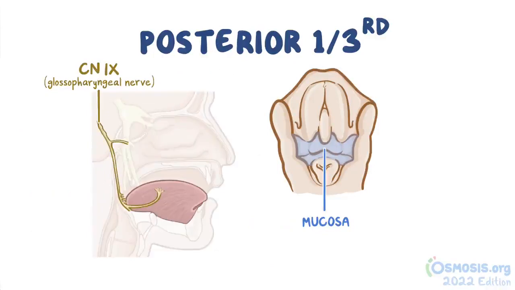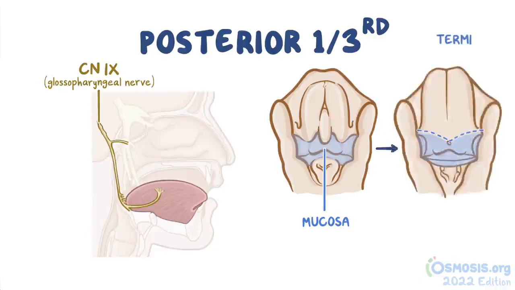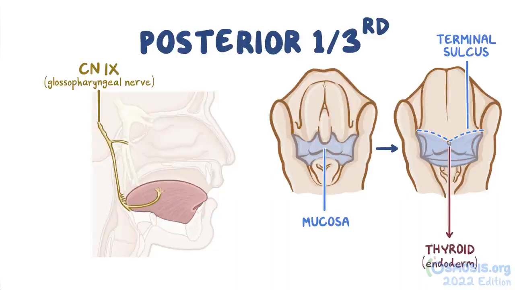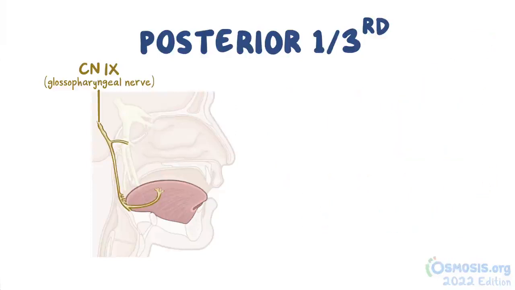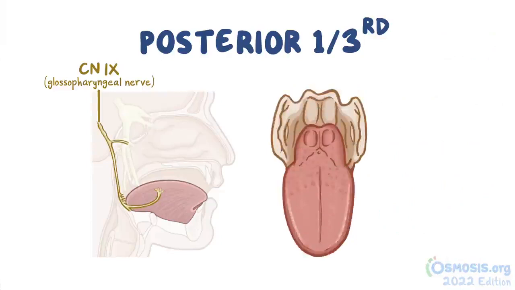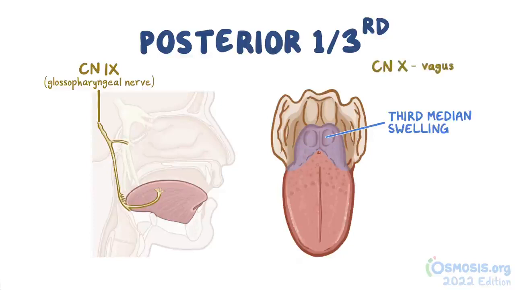The region between anterior 2/3 and posterior 1/3 contains a V-shaped depression called the terminal sulcus. At the tip of the terminal sulcus, the endoderm descends downwards and develops into the thyroid gland. The descent of the endoderm creates a tiny sac-like structure called foramen cecum. The posterior-most part of the tongue develops from a 3rd median swelling arising from the 4th pharyngeal arch. This area of the tongue receives its innervation from the 10th cranial nerve, the vagus nerve, via internal laryngeal nerve.